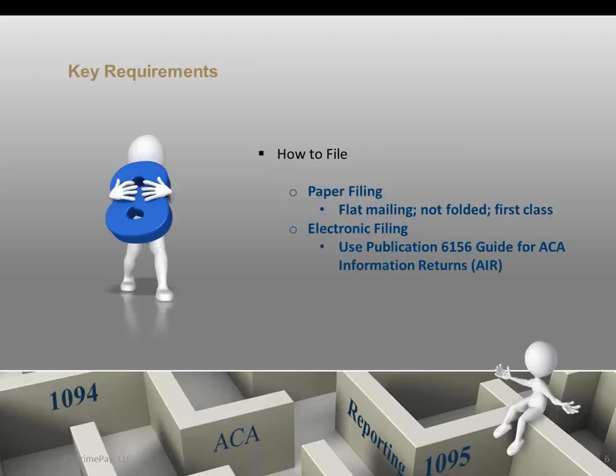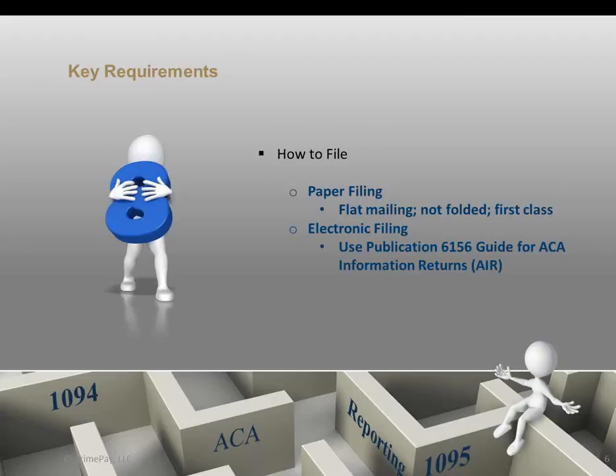Now, if you are an employer that has 250 or more returns for the 2015 return year, you will be required to file electronically. But if you have fewer than 250 returns, you are given the option to file on paper by the end of February or electronically as well. And just some quick tidbits: if you do provide paper filing, it needs to be flat mailed. You can't fold it. You must use first class. So real basics.